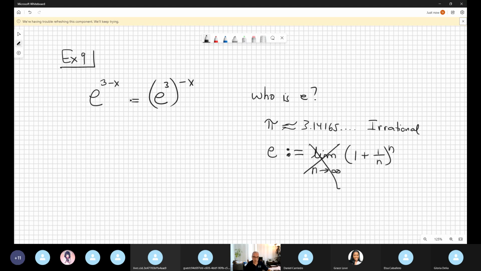Look. Suppose the expression, you delete the word limit, and you put 1 plus 1 over M raised to the M power, and you increase M: 1, 2, 3, 4, 5,000, 1 million, 10 million, and let me explain what magically happens.